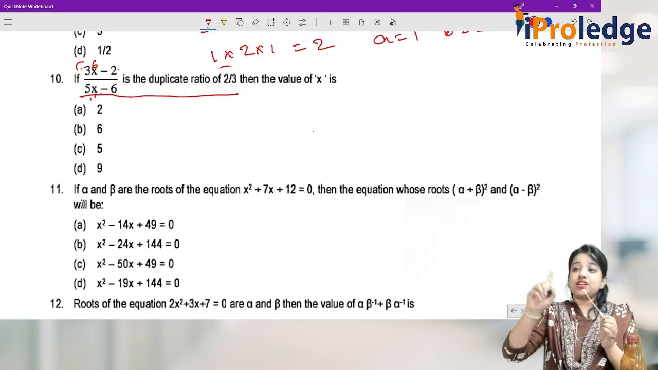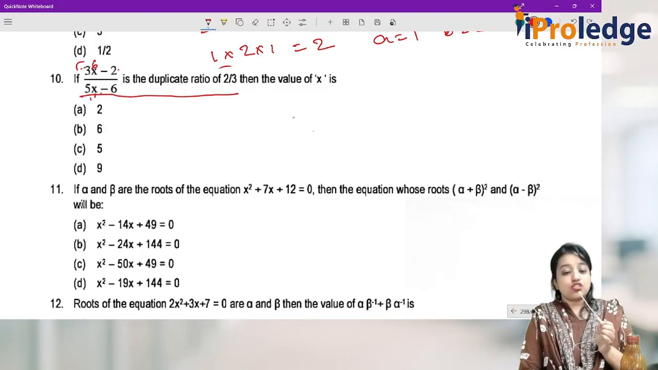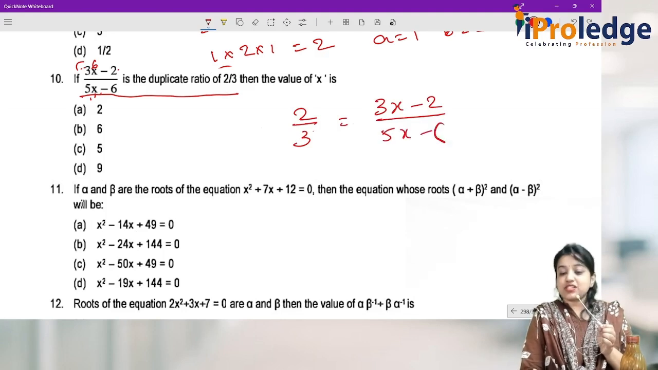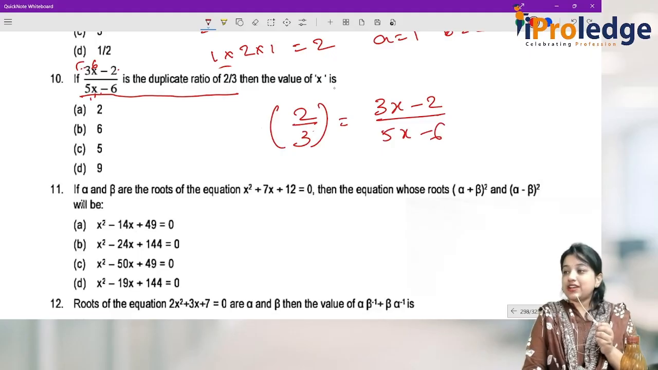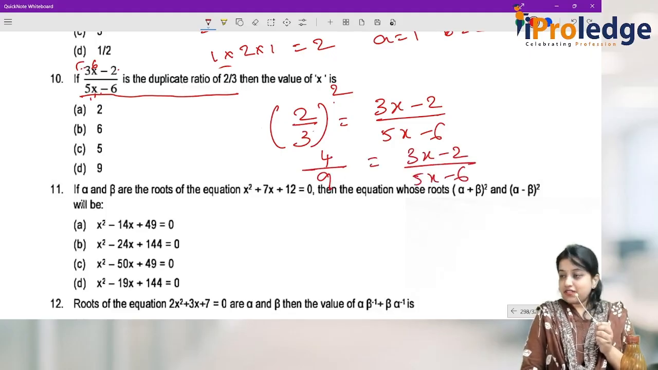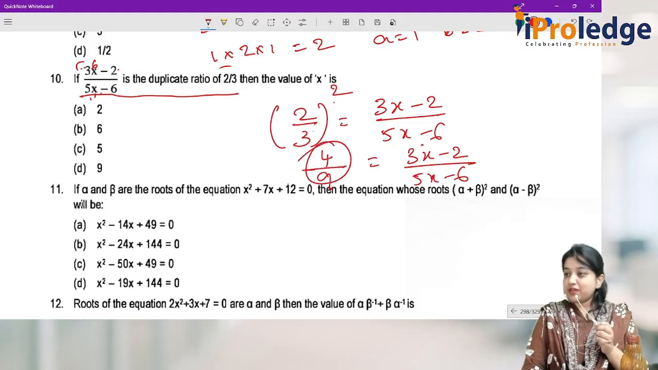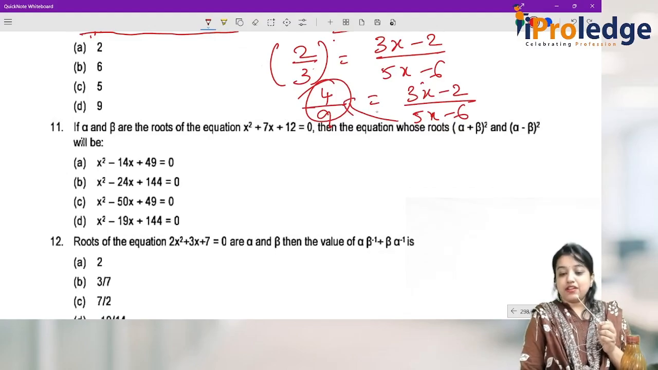Which one is the question and which one is the answer? 2 by 3 is the question, and (3x minus 2) divided by (5x minus 6) is the answer. So what should we do? Square it: what is 2 squared, what is 3 squared, equal to (3x minus 2) divided by (5x minus 6). Now you know, if you substitute x, you should get 4 by 9.